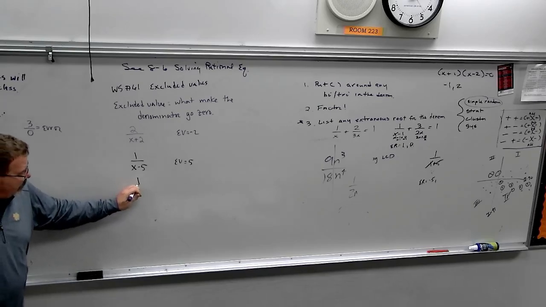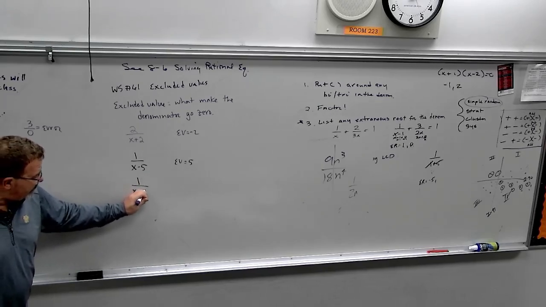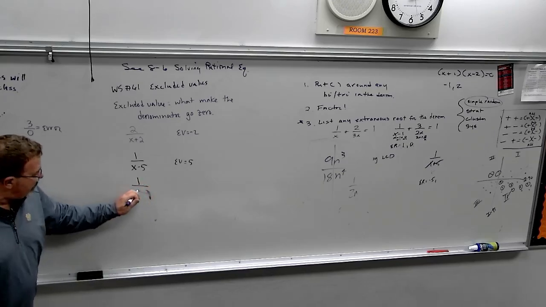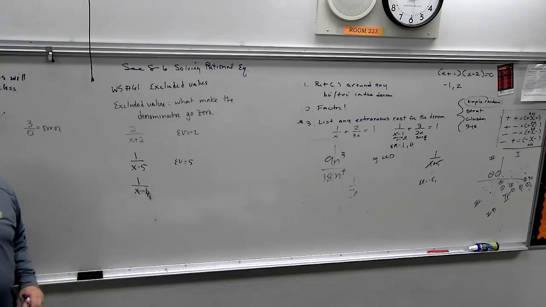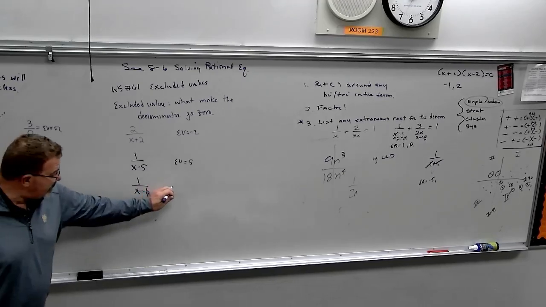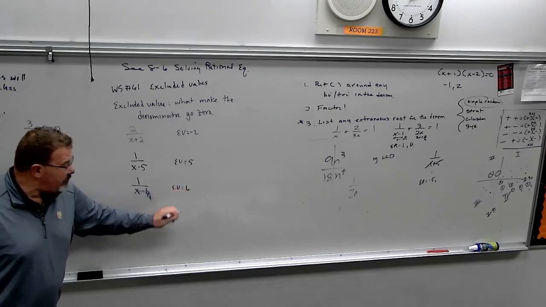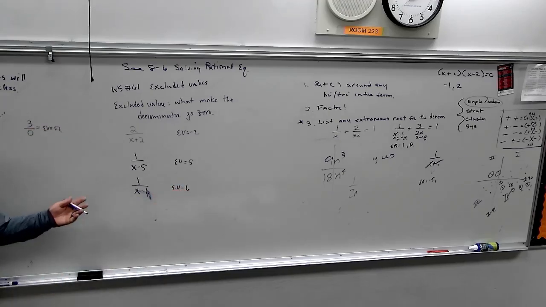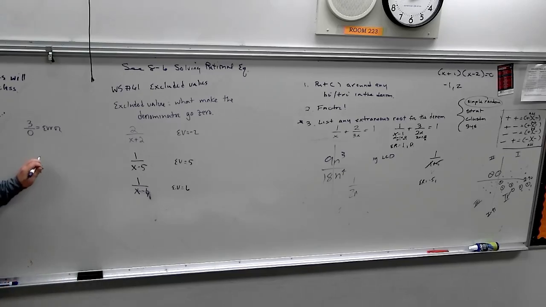How about x minus 6? What would make that go to 0? 6. So your excluded value is 6. This is kind of what we're doing today. Now here's the thing though. You cannot find excluded values on a problem like this.